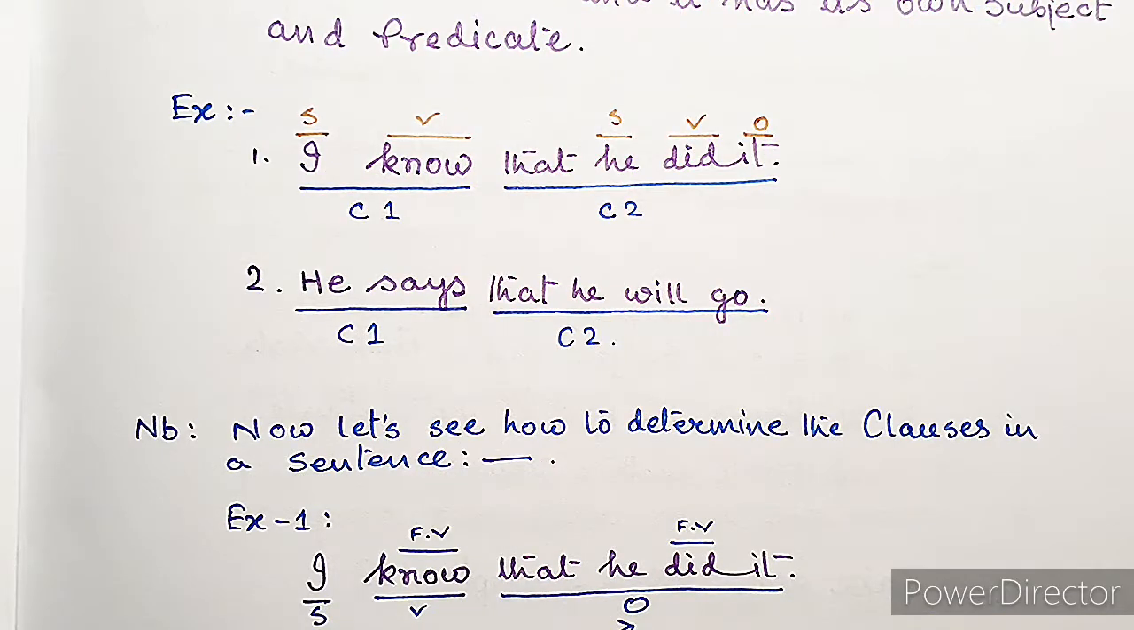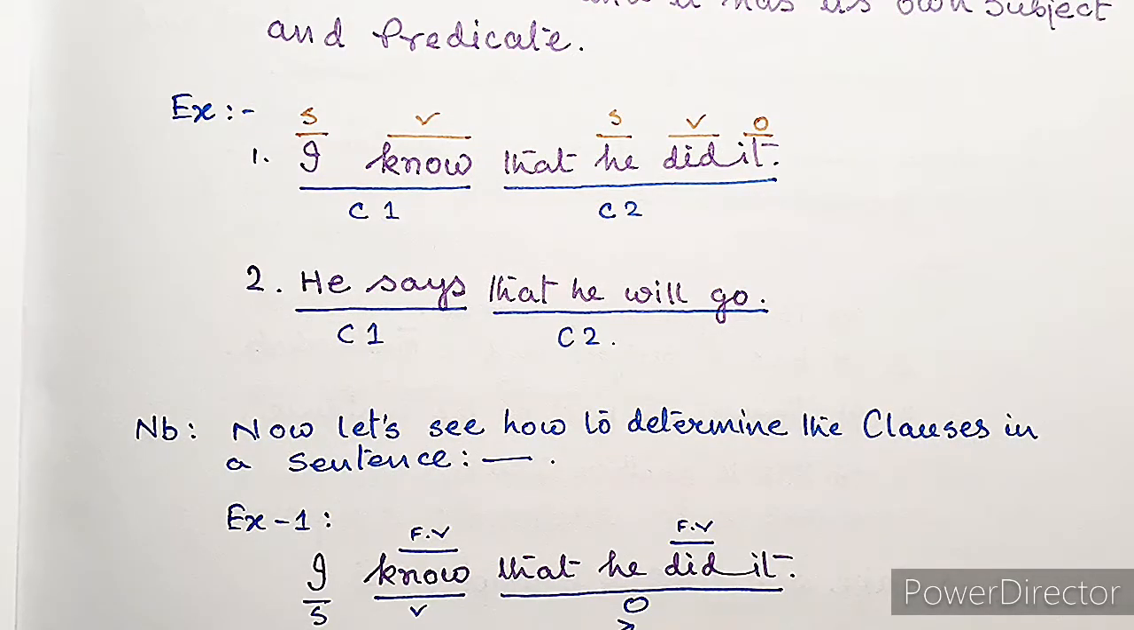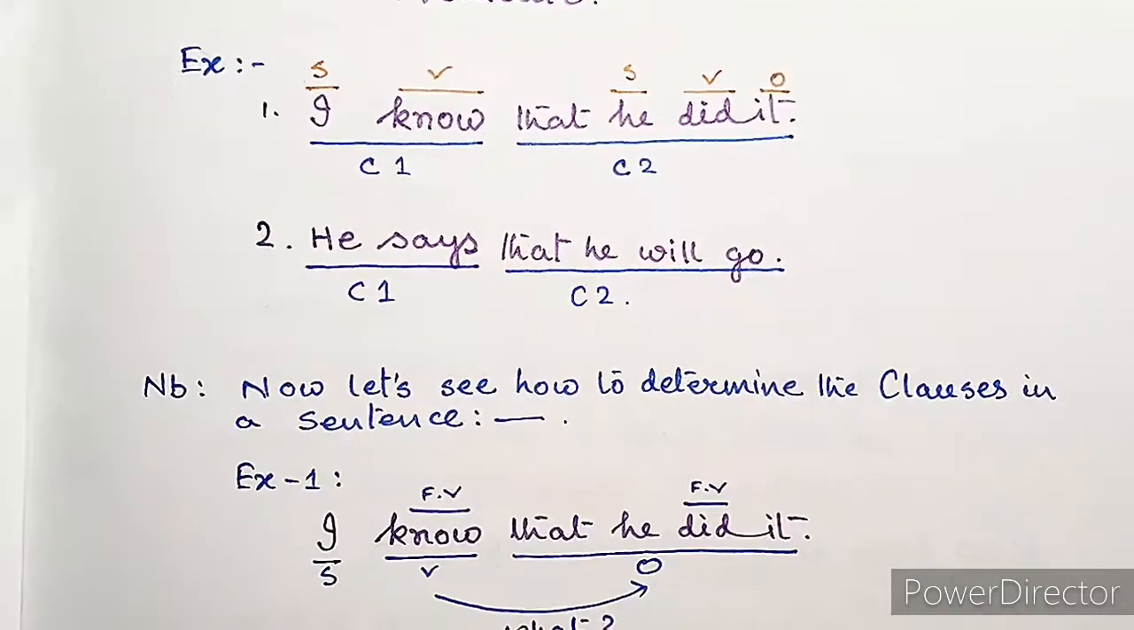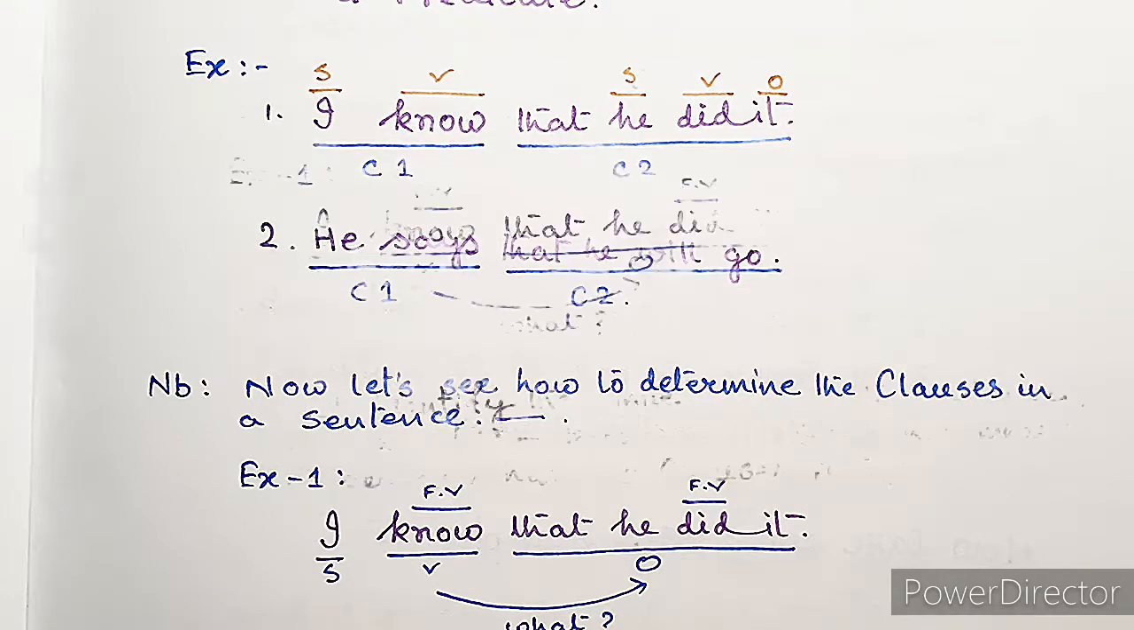I know what he did. In this example, the expression I know is clause 1 and the expression that he did is clause 2. Now see, the clause 1 has its own subject I and the verb know, and clause 2 has its own subject he and the verb is did and its object is it. Now example 2: He says that he will go. Here the clause 1 is he says and clause 2 is that he will go.